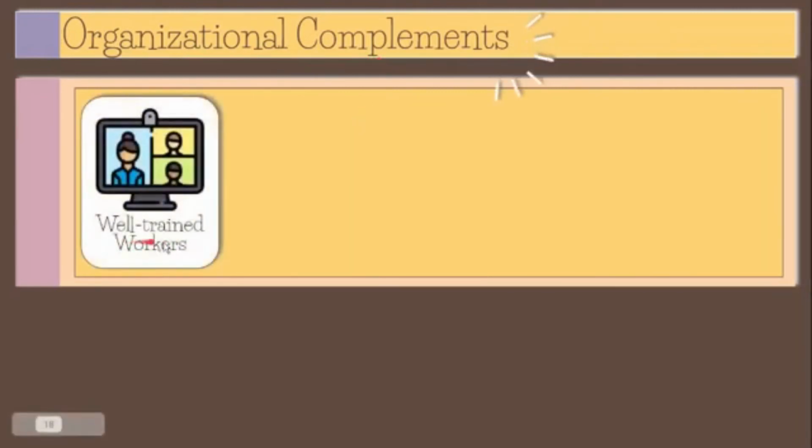To ensure successful implementation and use of the information systems, key organizational complements must be in place. Employees must be well trained and understand the need for the new system. They must also know what their role is in using or operating the system and be aware of how to get the results they need from the system.